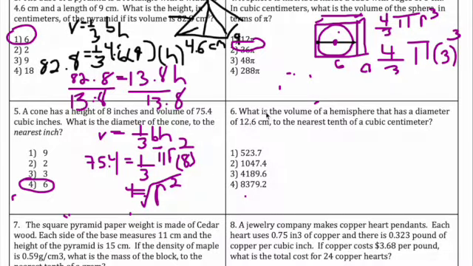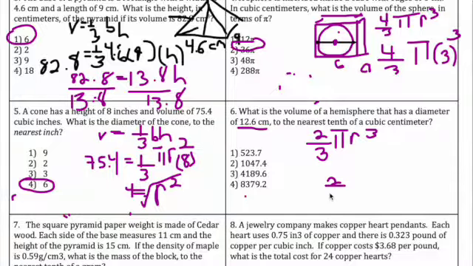Okay, let's take a look at number 6. What is the volume of a hemisphere that has a diameter of 12.6 centimeters to the nearest tenth of a cubic centimeter? So the formula for a hemisphere is 2 over 3 pi r cubed. Okay, what is the volume of a hemisphere that has a diameter of 12.6 divided by 2.